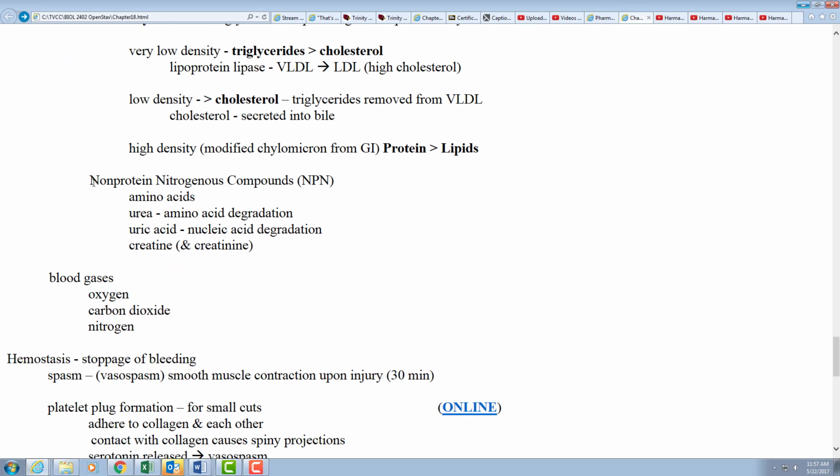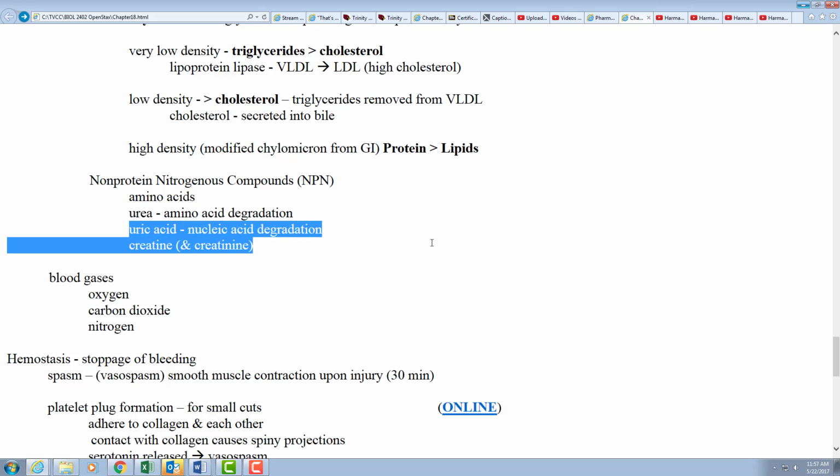We also have non-protein nitrogenous compounds, like amino acids, a few. Urea, remember, comes from the burning up of amino acids: you take 2 amine groups, that ammonia off of amino acids, put them on a carbon dioxide, and that makes urea. Uric acid comes from the breakdown of nucleic acids, and creatine will break down into creatinine.